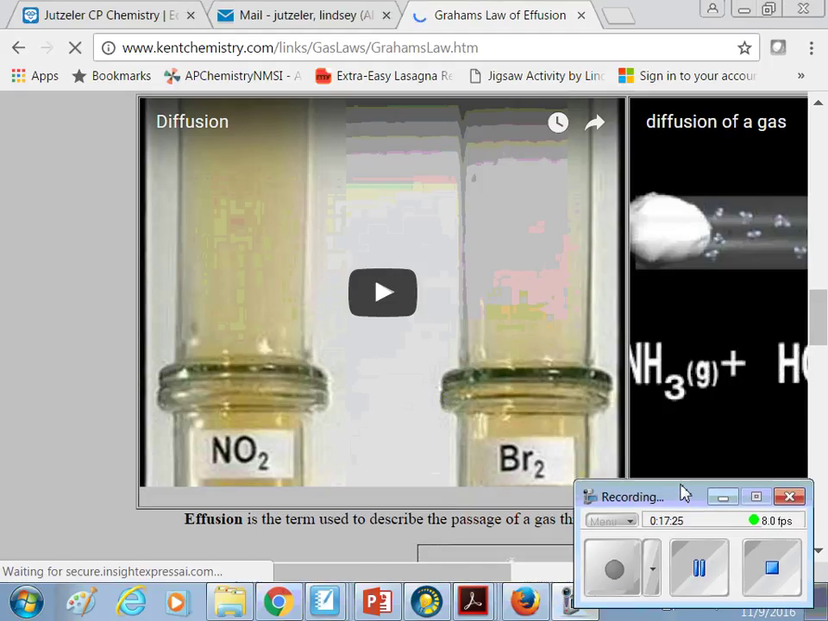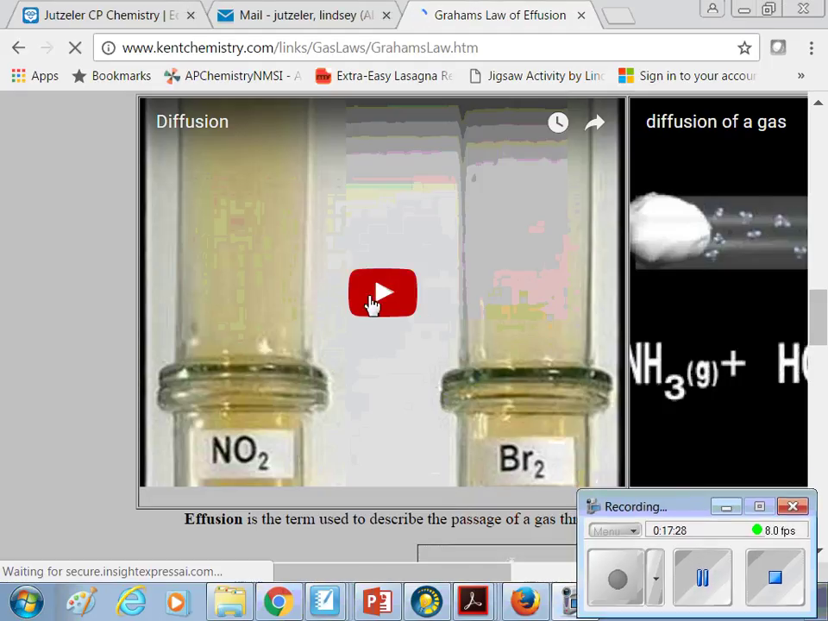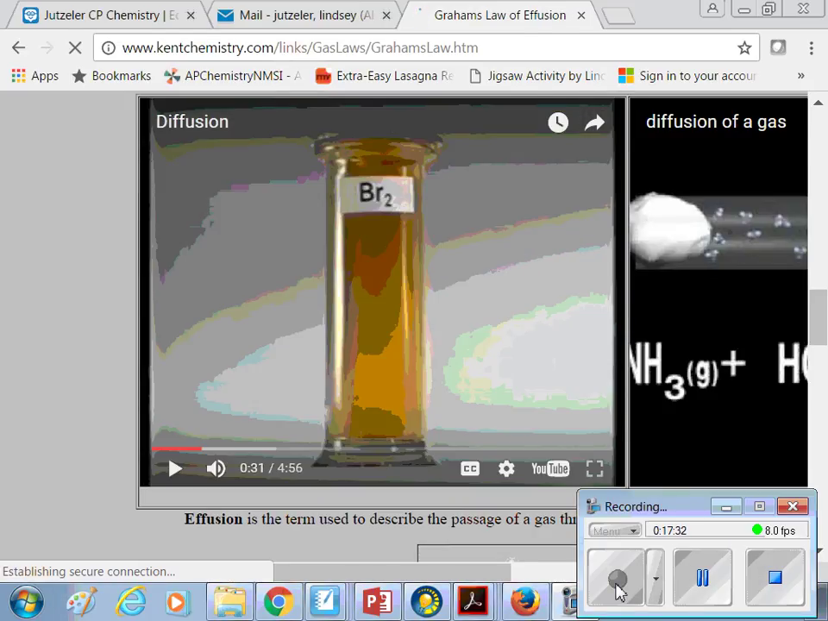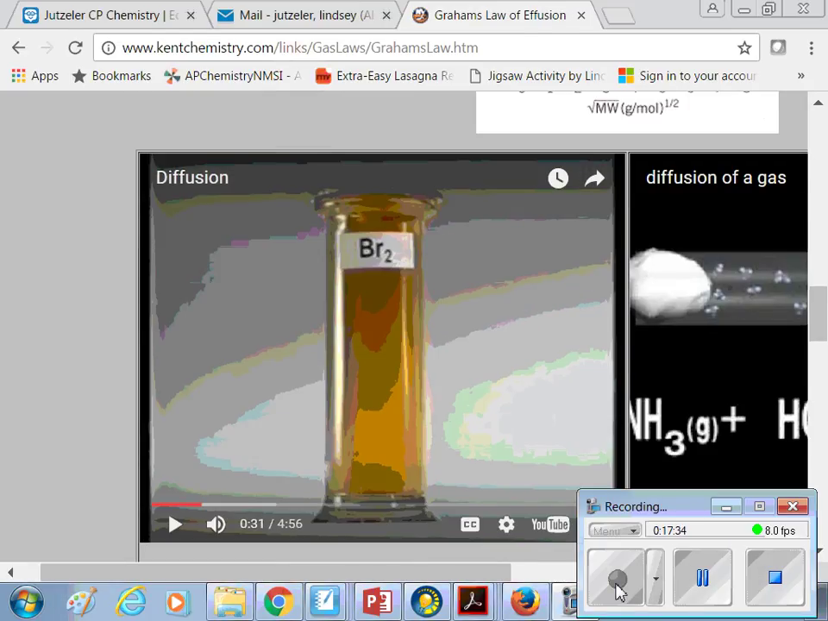So I wanted to show you a short clip. So this is probably not going to work. Hang on. So what I'm getting ready to show you is an example of diffusion. This is bromine gas, and it's sort of an orange-colored gas. And we're going to watch how it diffuses from one part of a cylinder to another part of a cylinder.